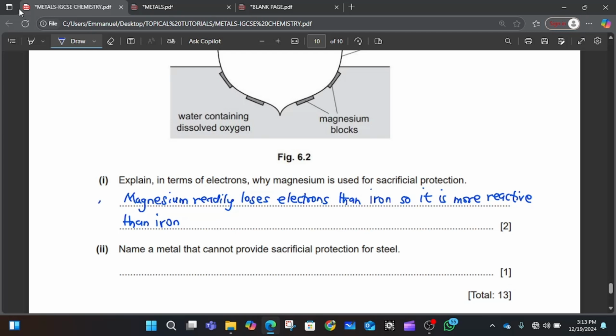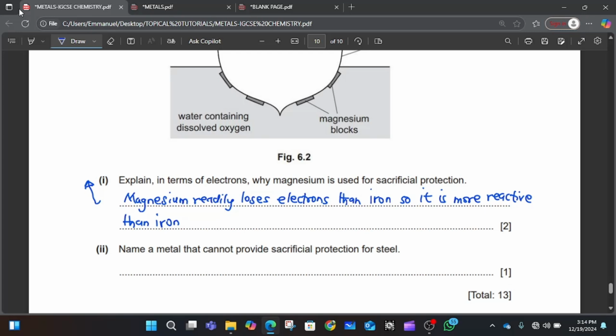Note that this sacrificial protection will only work when the magnesium is scratched. But if the magnesium is not scratched and is still on the surface of the iron as how it was placed, then the magnesium reacts with carbon dioxide and oxygen in order to produce magnesium carbonate, which protects the iron through the barrier method.